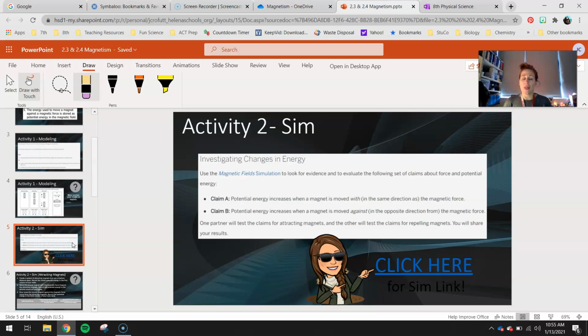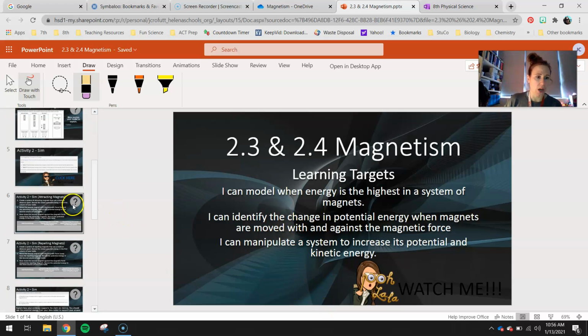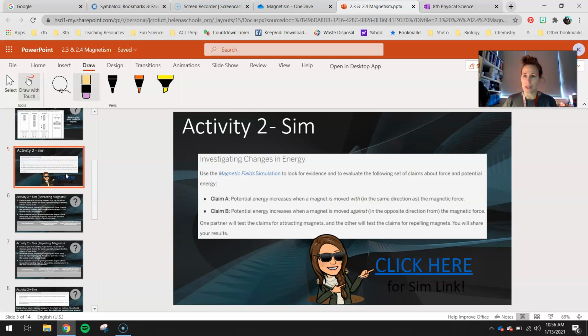Okay, moving on to activity 2, a little simulation for you guys. So this is focusing on that second learning target that states that I can identify the change in potential energy when magnets are moved with and against the magnetic force. So this can be kind of a hard concept for some people to understand.